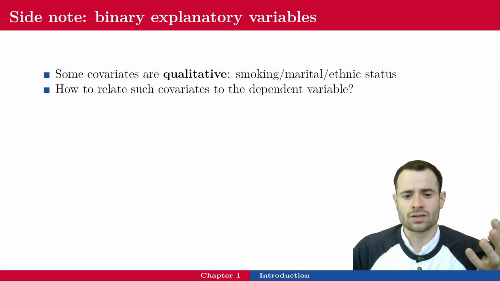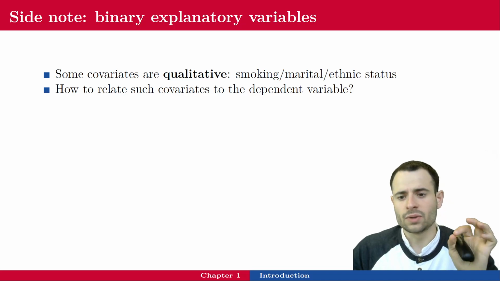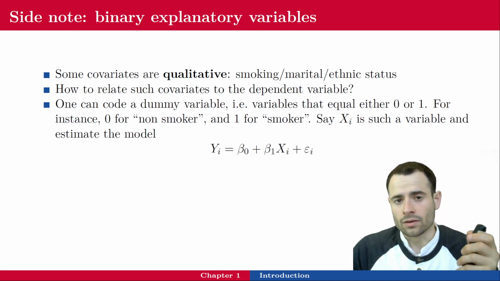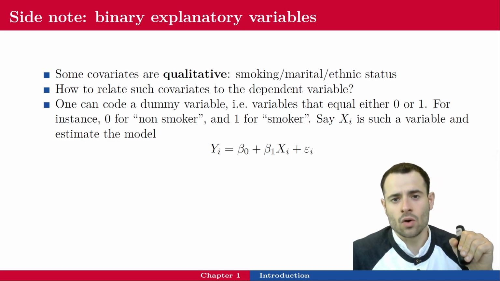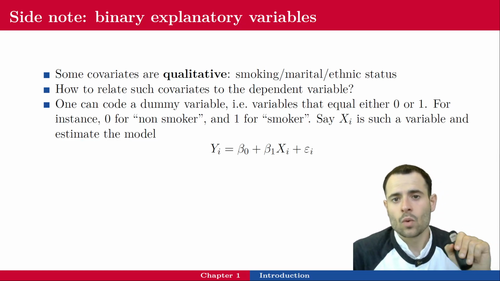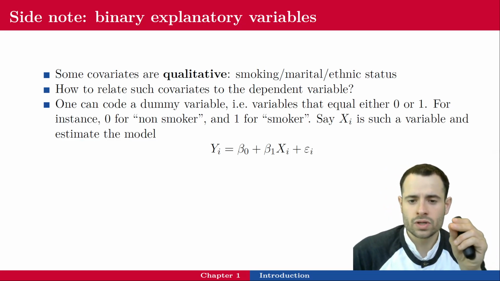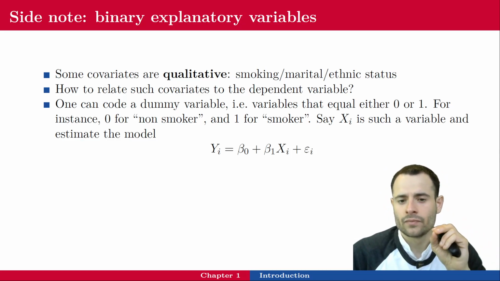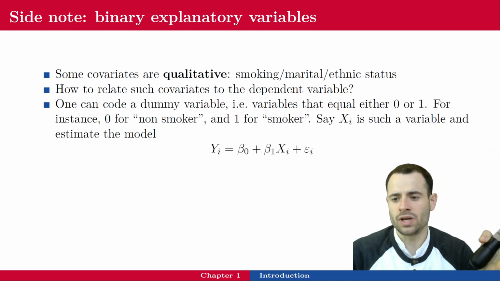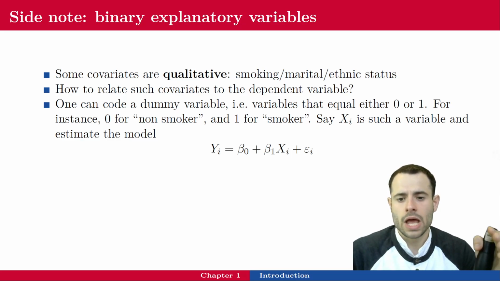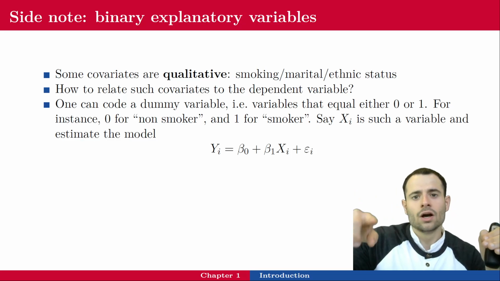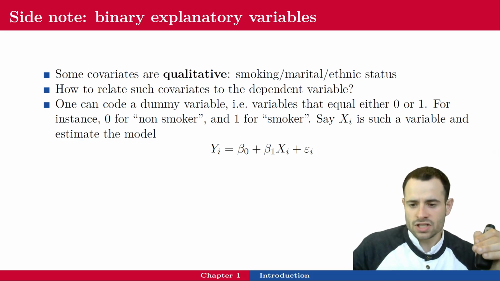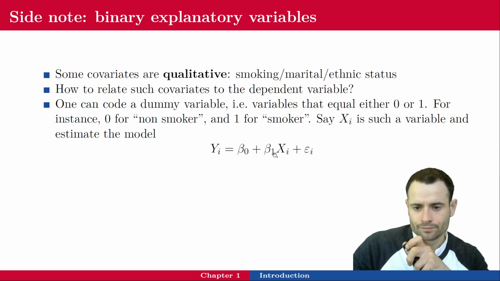How do you relate those covariates to the dependent variable? Well, R, or any statistical software, does not really understand yes and no. They understand numbers. What you can do, however, is code a dummy variable. A dummy variable is a variable which is equal to either 0 or 1. So, a non-smoker could get a 0, and a smoker could get a 1. Every time you see smoker equals yes, you put a 1. So imagine that X is such a variable.